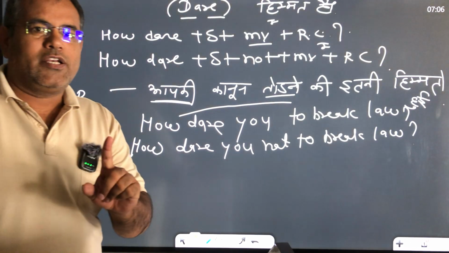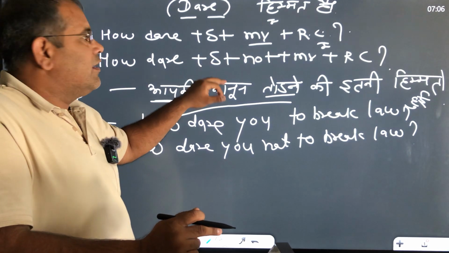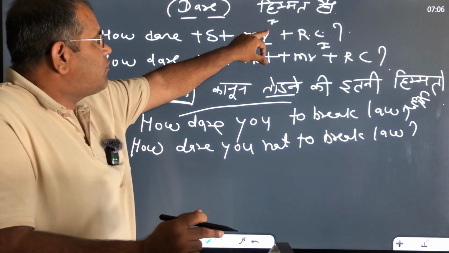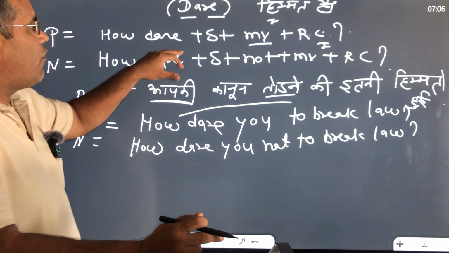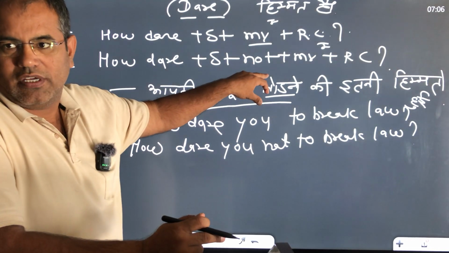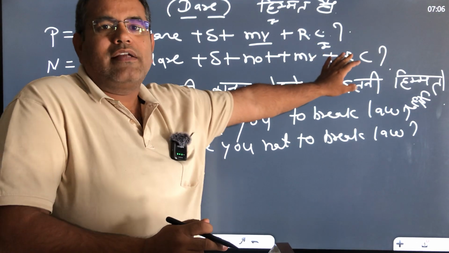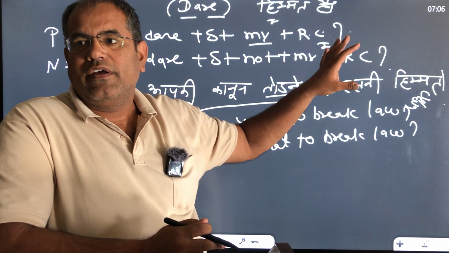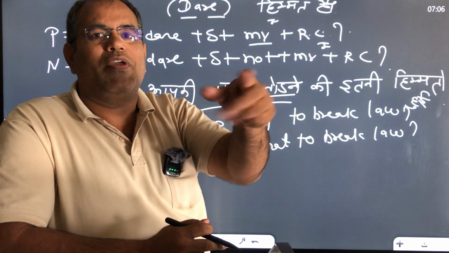Only remember that we have to use "how dare" at the first, then we have to use subject, then we have to use MB's first form according to a positive sentence, and if the sentence is negative, then we have to use "not" after the subject. Is that clear? Then we have to use MB's first form, and then RC. RC means remaining components, if that is given in the English sentence. Is that clear? According to requirement we can use it.